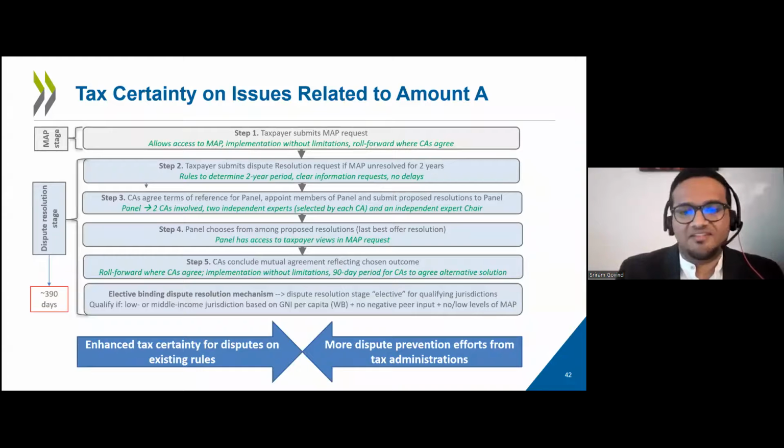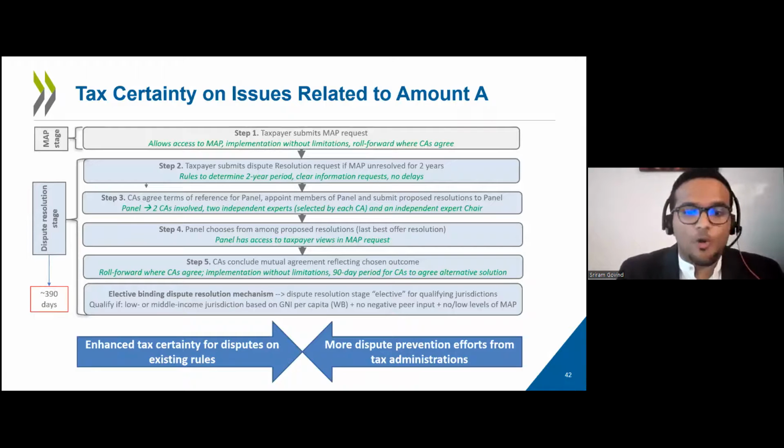Something to note here, once the dispute resolution phase starts, the process should be concluded within around 390 days in the streamlined process because of all the procedural efficiencies which I mentioned and which we have achieved through this. An additional thing to point out here is there is a special elective binding dispute resolution mechanism for developing economies that are new to MAP, where they can voluntarily elect to go for binding resolution or not.